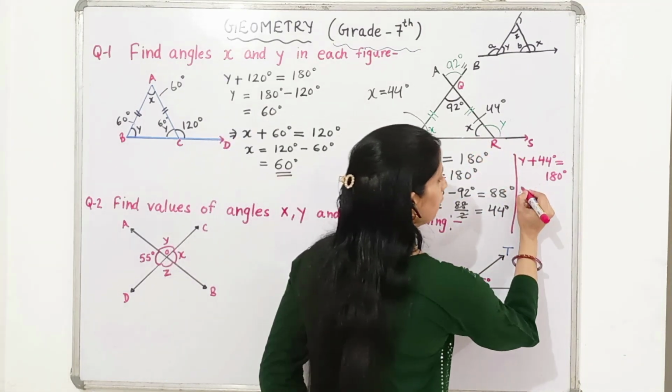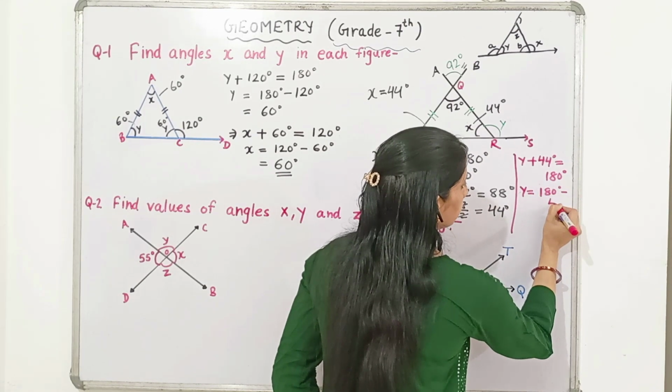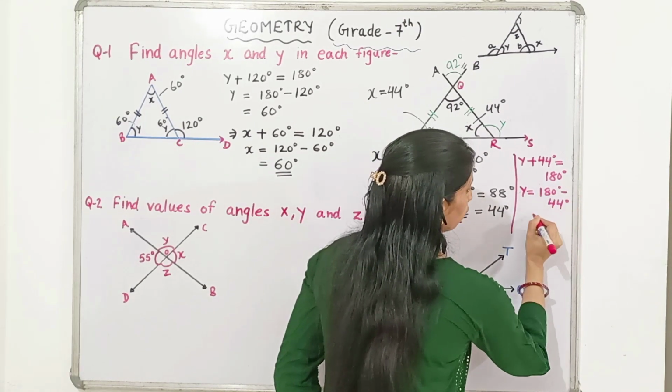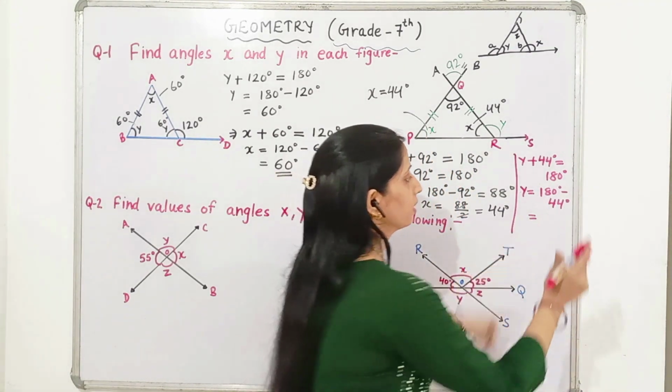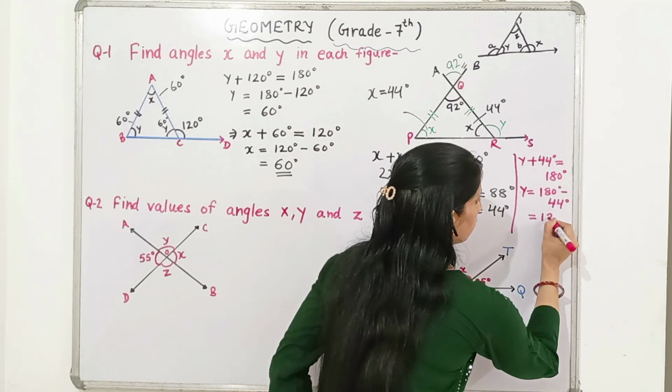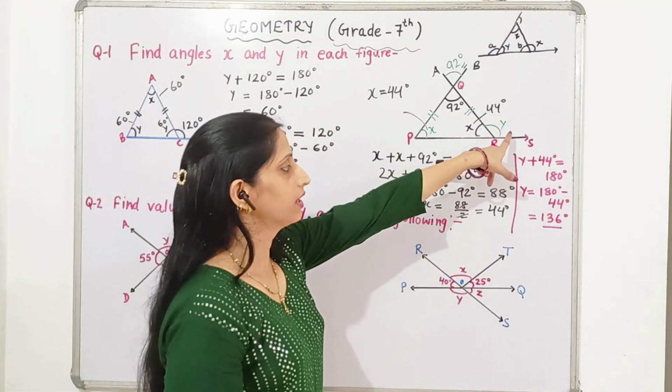So what will be the value of y? y will be 180 degrees minus 44 degrees. What will we get after subtraction? 136 degrees. The value of y will be 136 degrees.